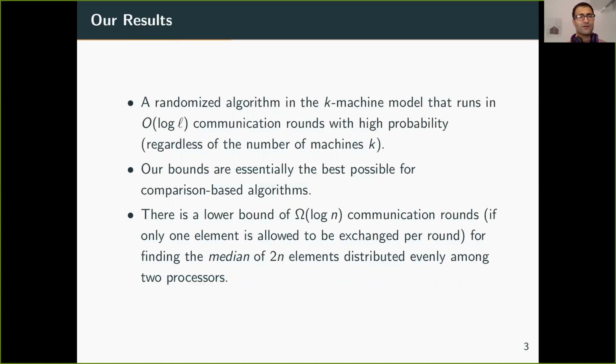Our result is that we introduced a randomized distributed algorithm in the k-machine model that runs in order of log L communication rounds, and it succeeds with high probability, regardless of the number of the machines. And our bounds are essentially the best possible for comparison-based algorithms, and this is because there's a lower bound of log L for communication rounds for finding the median of two n elements when they are distributed over two processes, and you are just allowed to exchange one element per round.